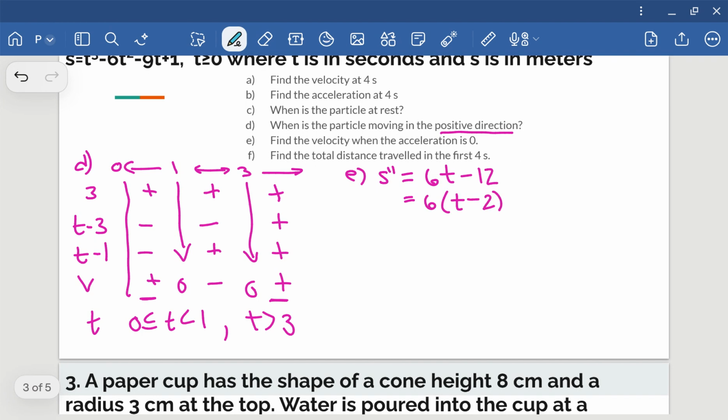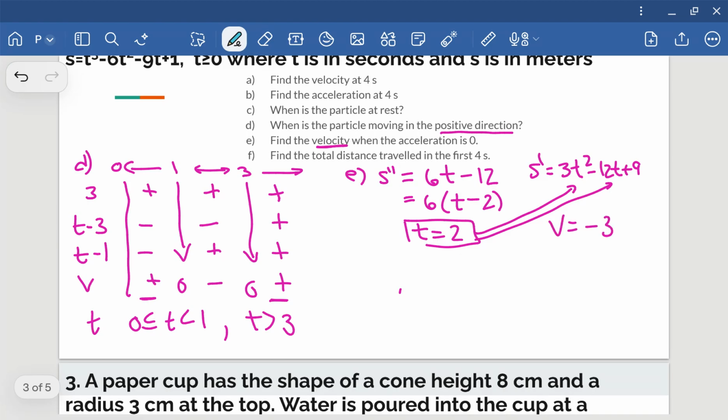So your acceleration is 0 when your time is 2. So that's the first bit of information, but now we want to find the velocity at that time. So now we're using that first formula for velocity. So velocity equals, and we know that was going to be 3t squared minus 12t plus 9. So now we'll plug in 2 for the t values, and then we'll find out that your velocity will equal -3 meters per second at that time.